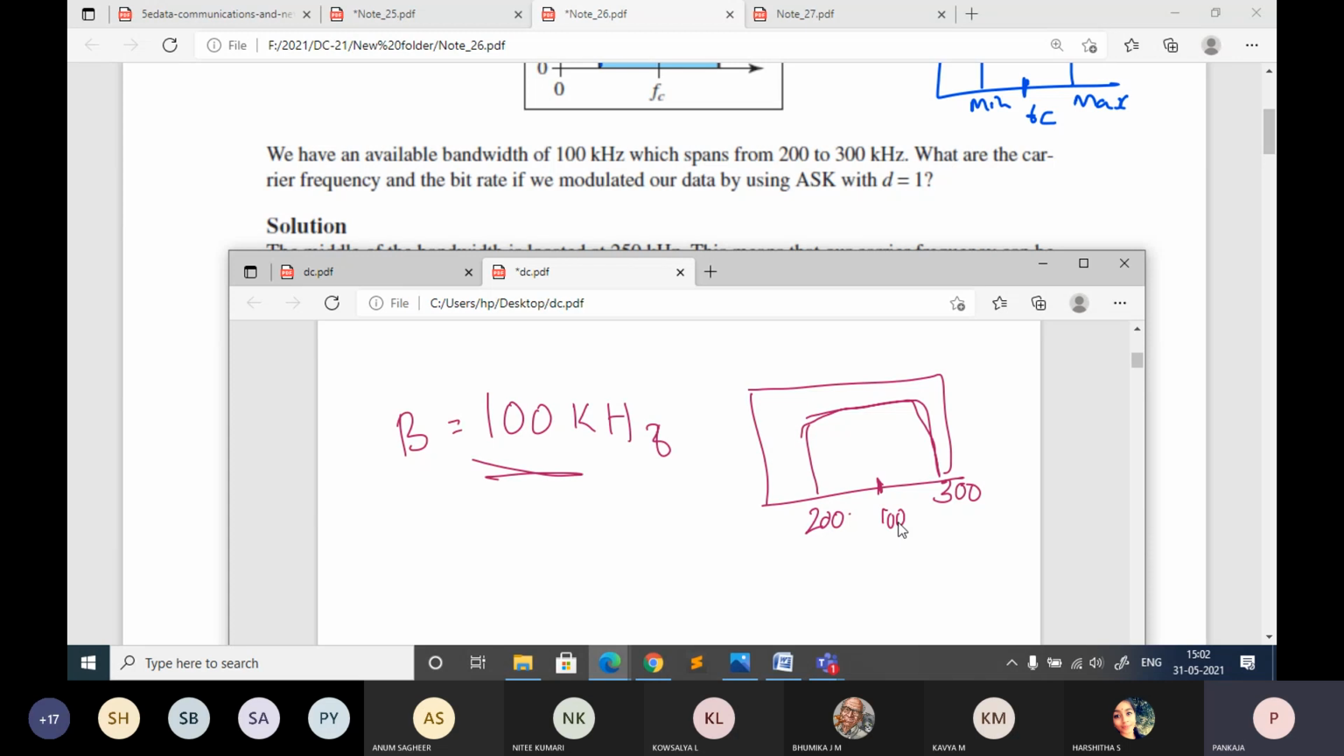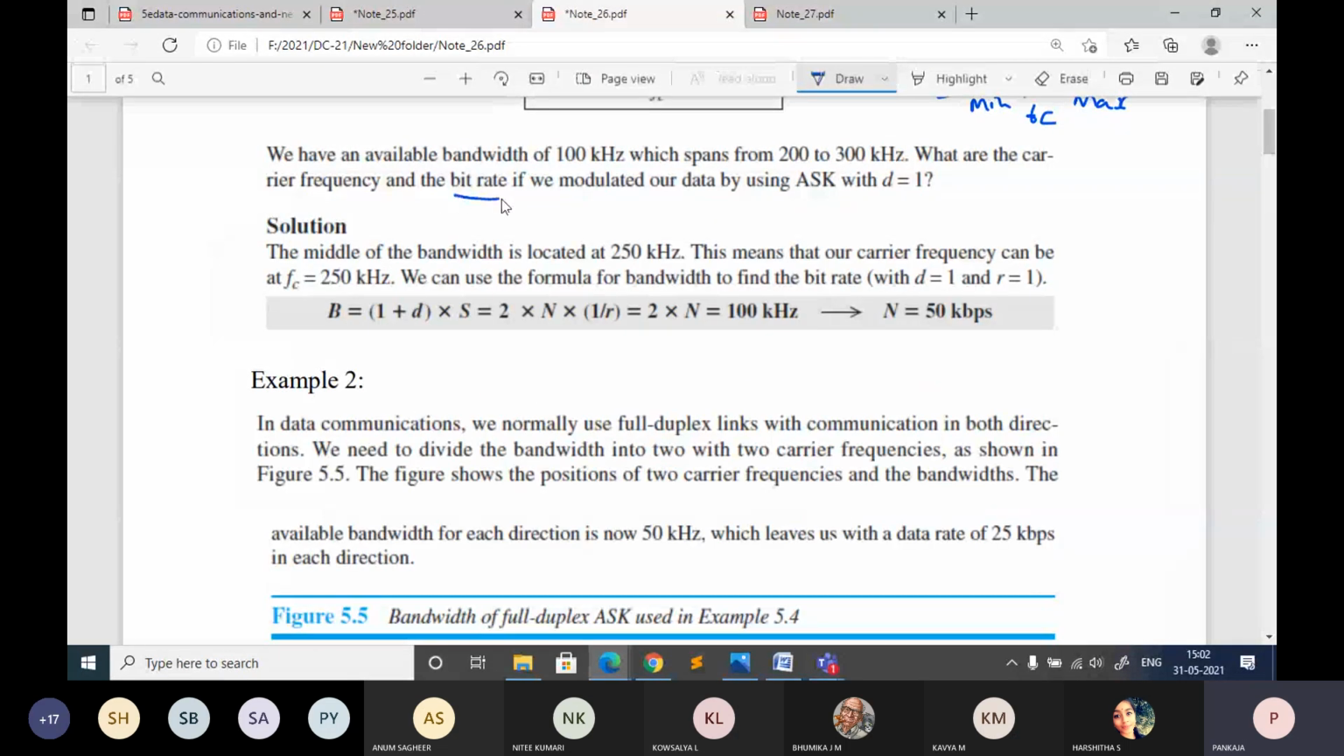So what are the carrier frequency and bit rate if we modulate our data using ASK? Okay, what is the question they asked? You need to calculate the bit rate, that means you need to calculate N, and also the carrier frequency, that is FC. Bit rate and FC you need to calculate. And d, they have given the value equal to 1. Okay, so now let's start.